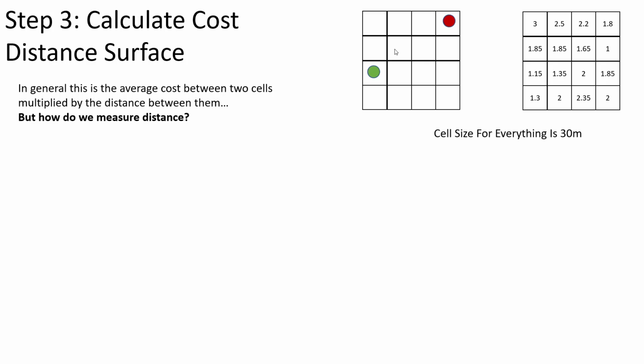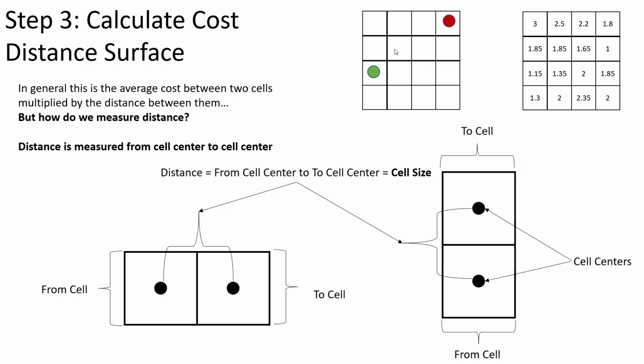But it's important here to understand what we mean when we say distance. How do we actually measure distance? So there's 3 cases. The first case is that the cells are either horizontally adjacent or vertically adjacent. And in both cases, what we're actually measuring is the distance from the center of one cell to the center of the next cell.